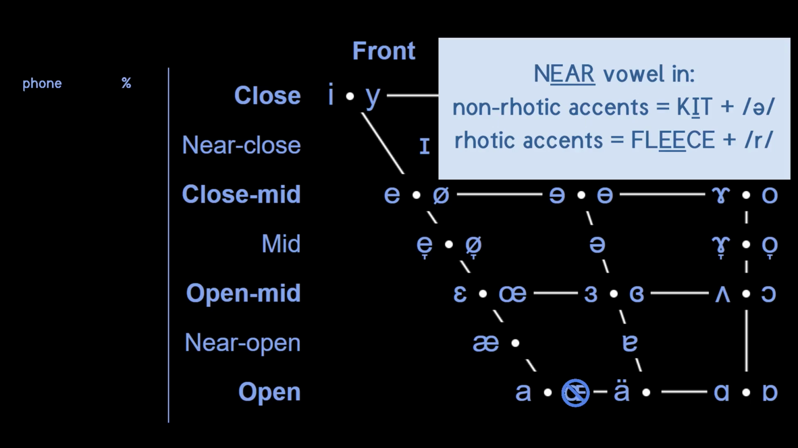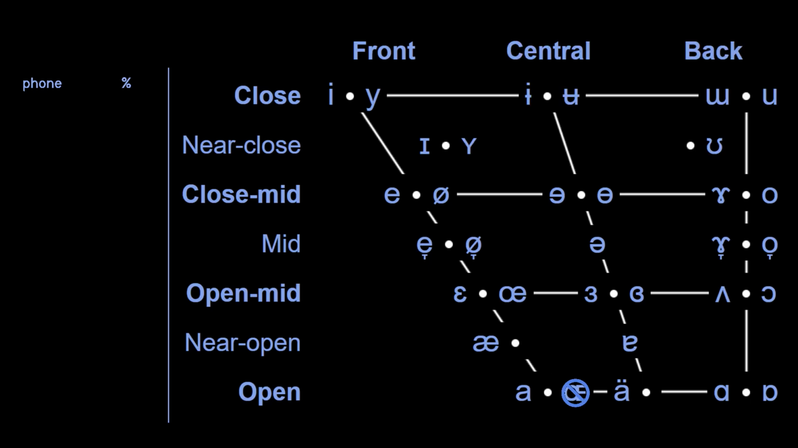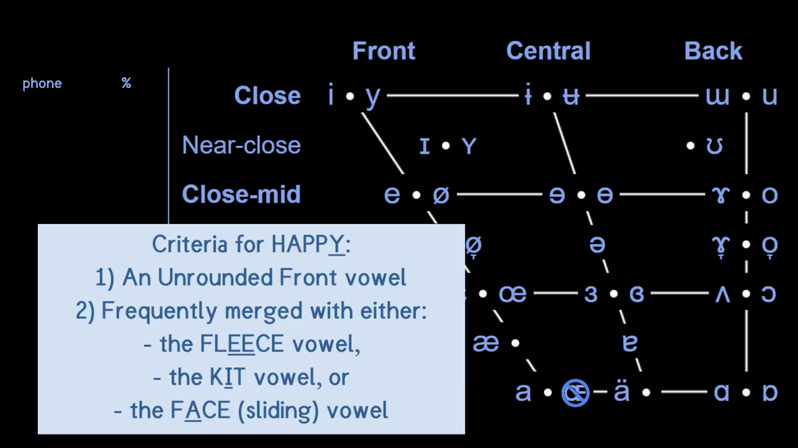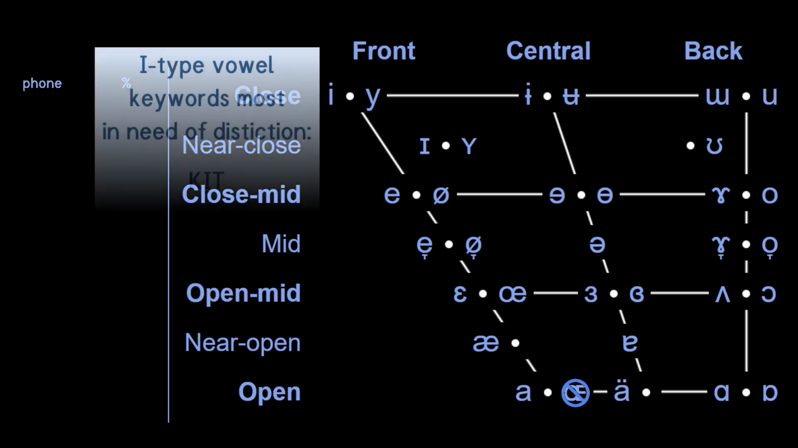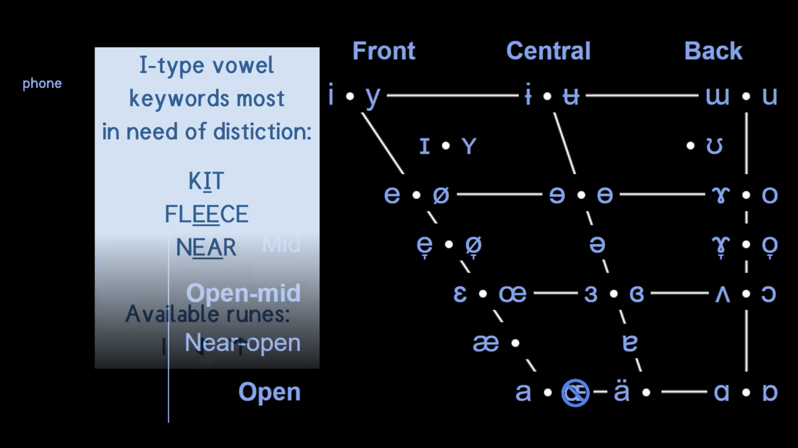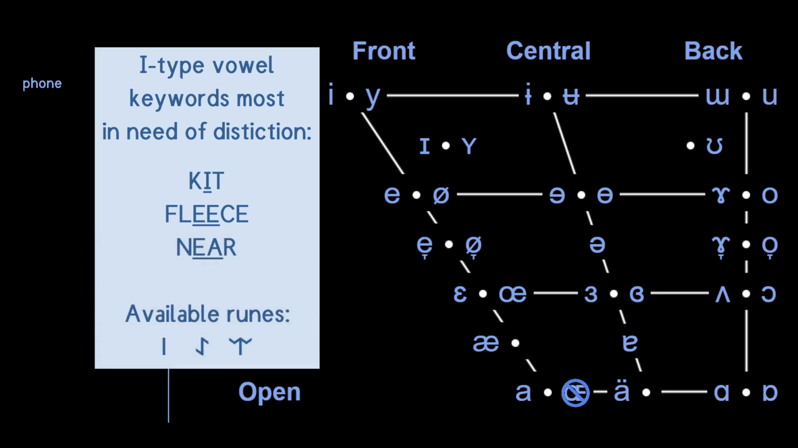On the other hand, the happy vowel more regularly plays second fiddle to the fleece vowel. Despite that, almost no one has a need to distinguish the happy vowel specifically in writing because almost everyone merges its sound into another lexical set. That being the case, the main three I-type vowels which need to be represented are the lexical sets of kit, fleece, and near. As there are also three I-type runes, one can be assigned to each of them.